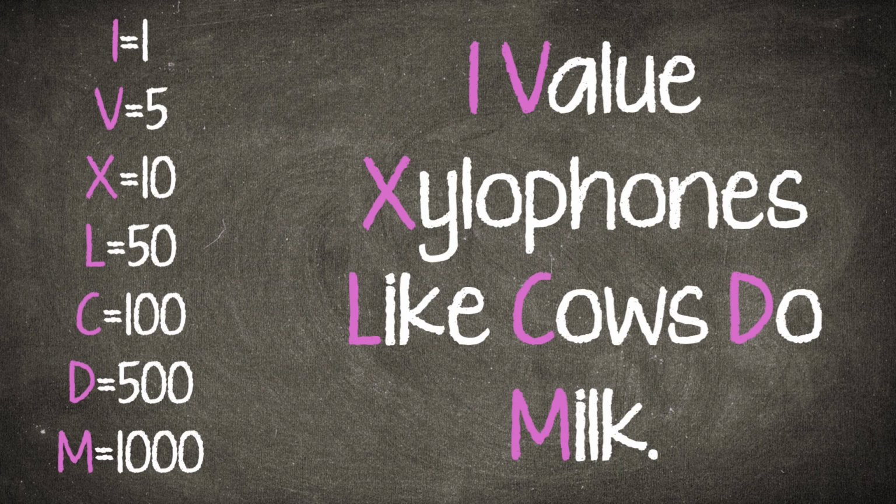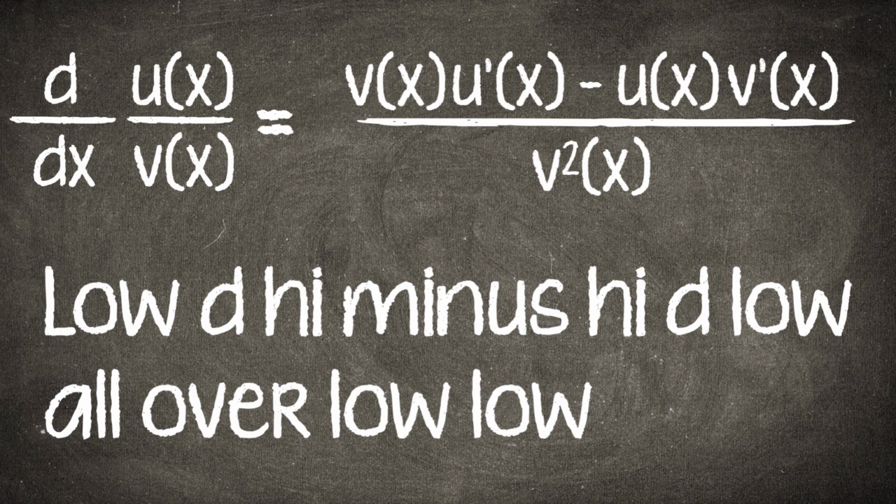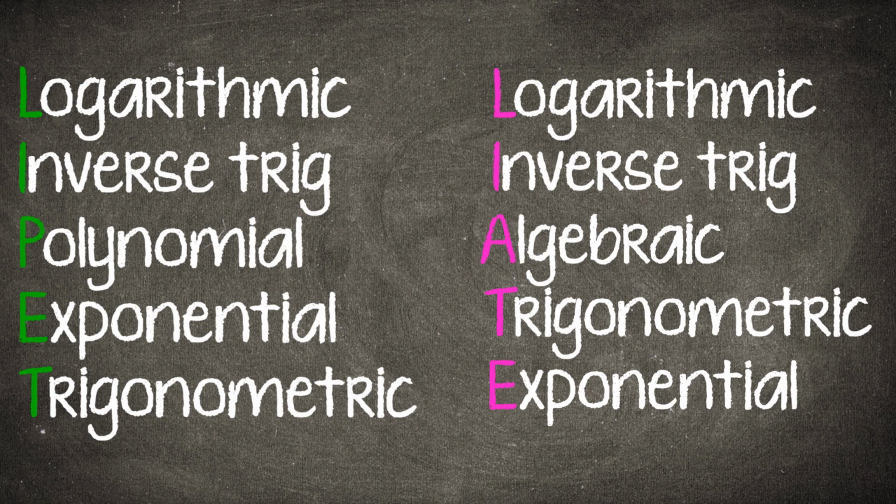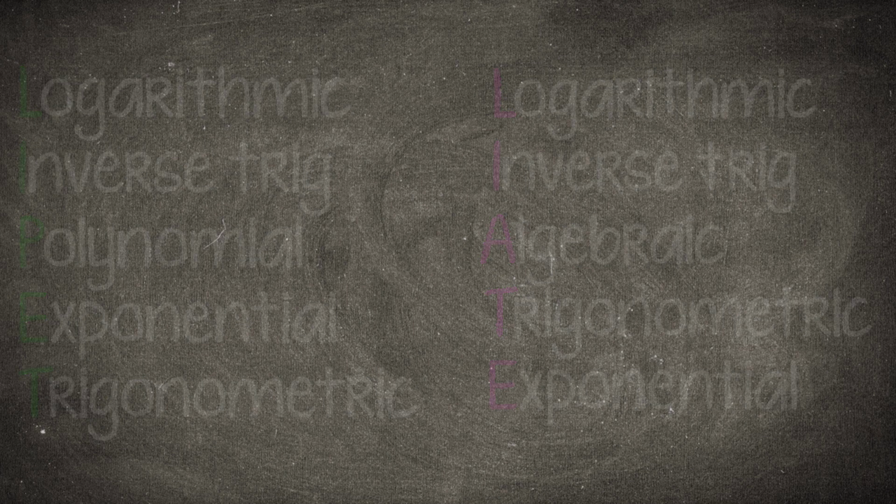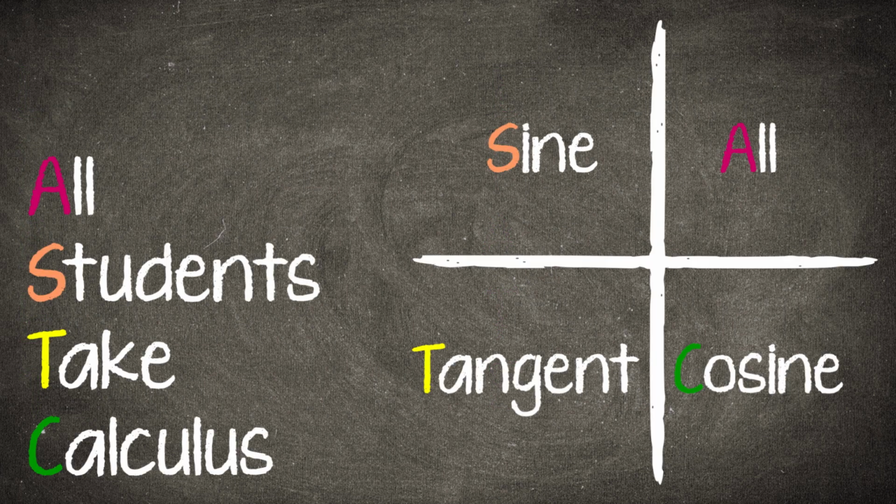I value xylophones like cows do milk is a phrase that can help you remember the 7 basic symbols used in Roman numerals. You may have said the phrase low D high minus high D low all over low low, or some variation of this phrase while taking Calc 1. And LIATE may conjure up some fond memories of doing integration by parts in Calc 2. It's not actually true that all students take calculus, but it's helpful for recalling which trig functions are positive in which quadrant.